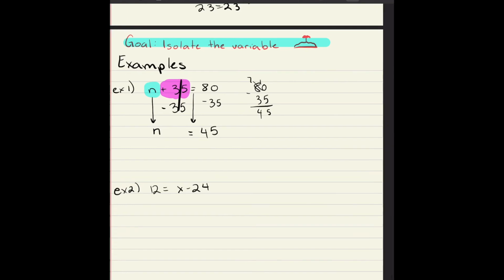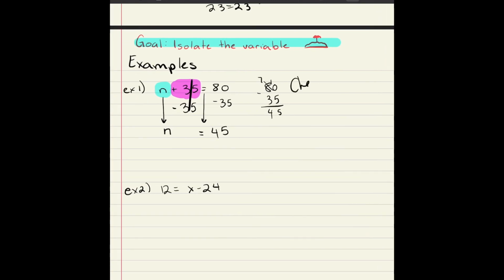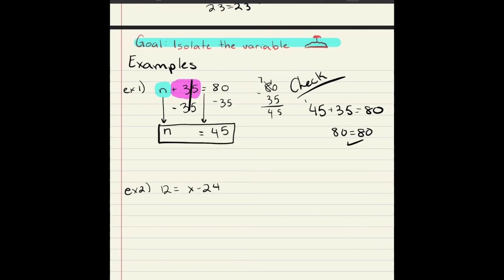Now let's check our answer by plugging it in. Do it over here. All right, I have 45 plus 35 equals 80. So 5 plus 5 is 10. So I put my 0, carry the 1. 4 plus 3 is 7, plus 1 is 8. So 80 equals 80. Is that right? Yes, it is. So n equals 45.